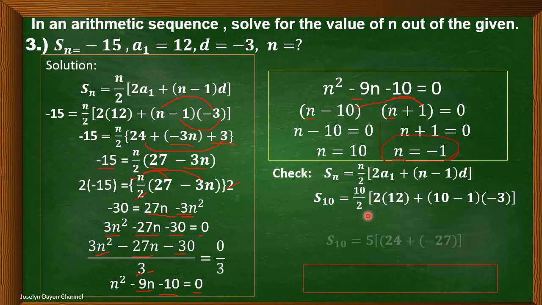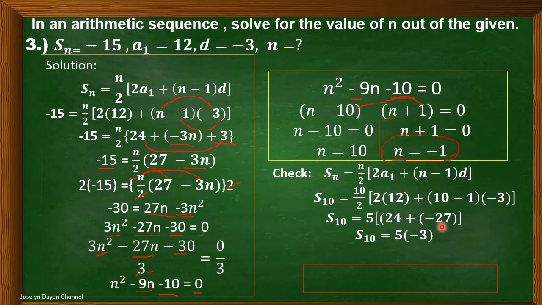10 divided by 2, the answer is 5. 2 times 12, the answer is 24. 10 minus 1 is 9 times negative 3, the answer is negative 27. Next, bring down 5. Combine 24 and negative 27. The answer is negative 3. Multiply 5 times negative 3. The answer is negative 15.